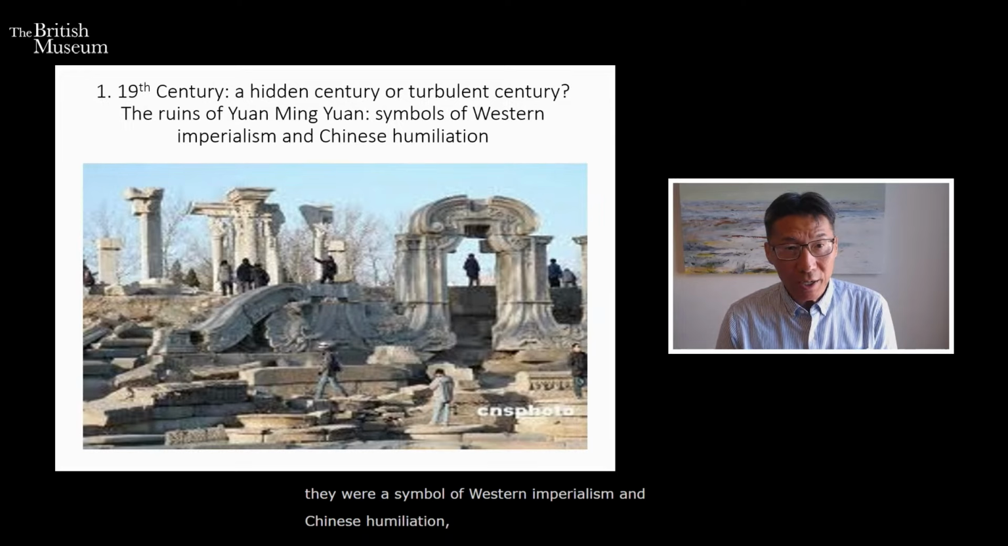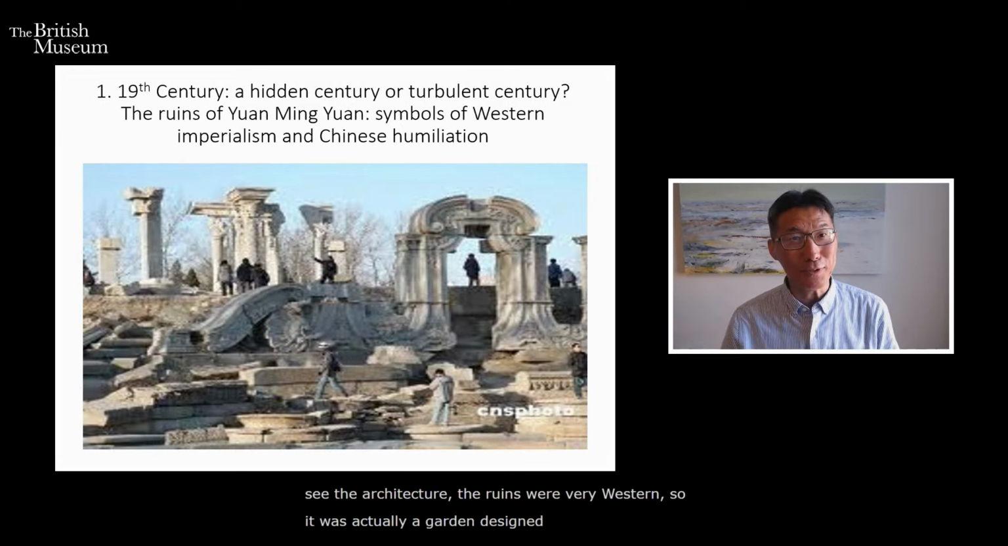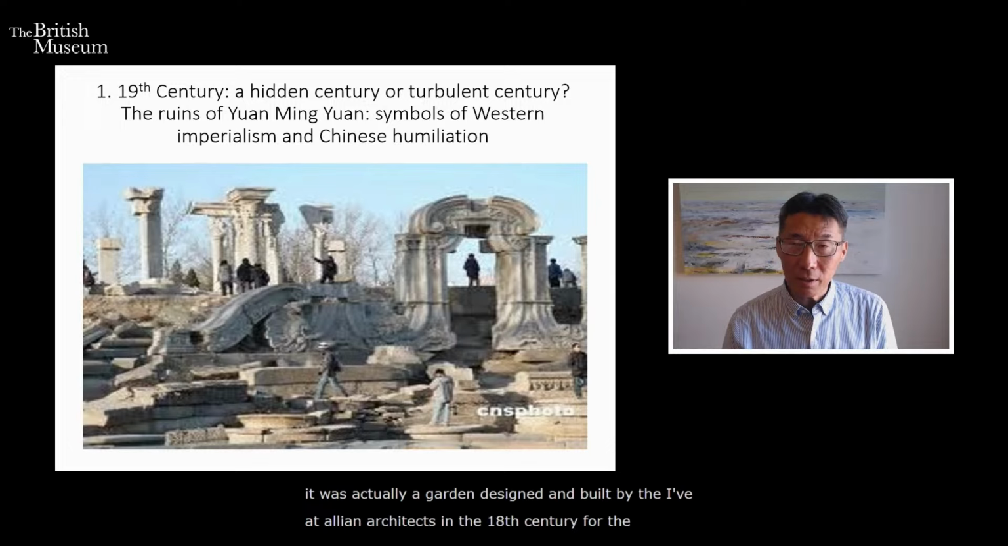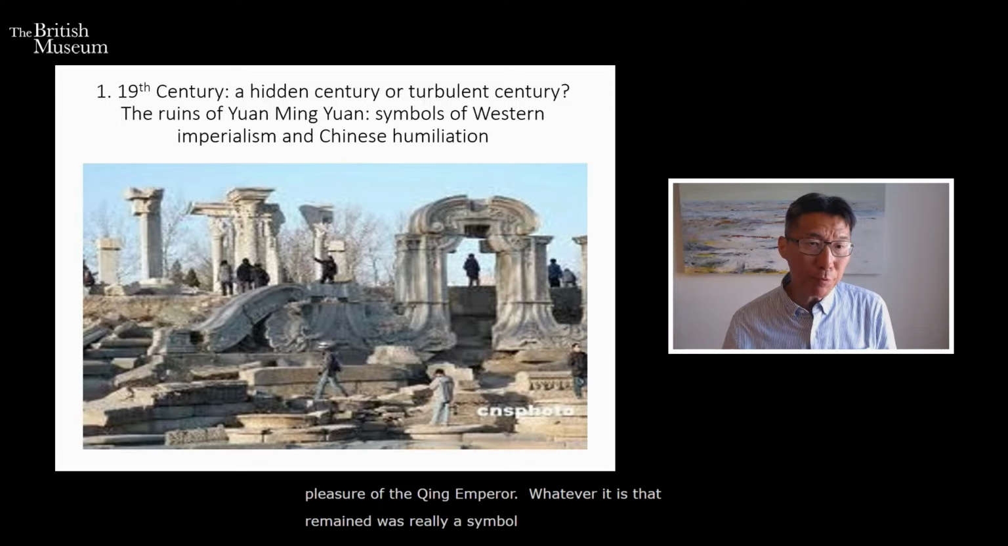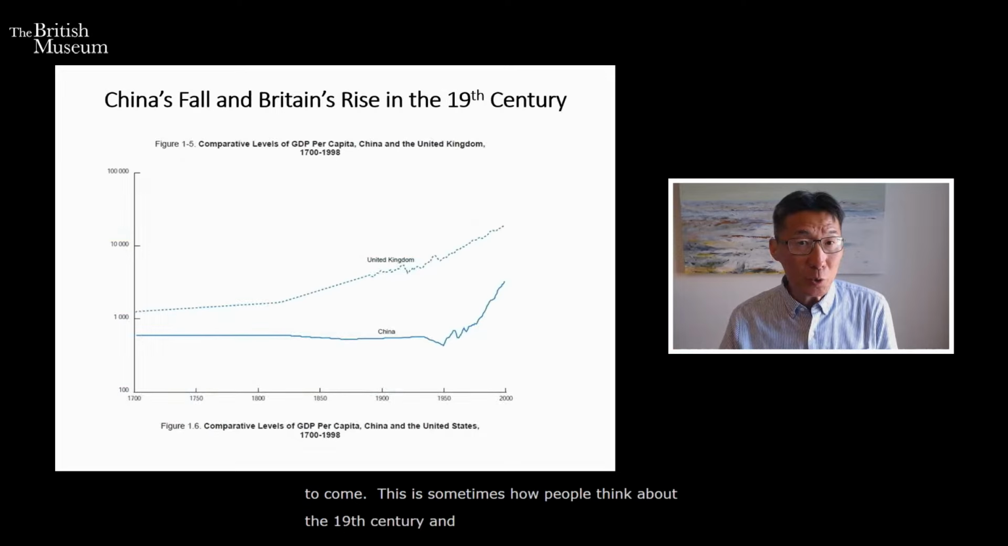It was ironic. You can see the architecture, the ruins were very Western. It was actually a garden designed and built by Italian architects in the 18th century for the pleasure of the Qing emperor. But whatever it is, it is a symbol of Chinese humiliation to come. So this is sometimes how people think about the 19th century, and this is what sometimes people talk about even today, the so-called Chinese dream or Chinese rejuvenation.